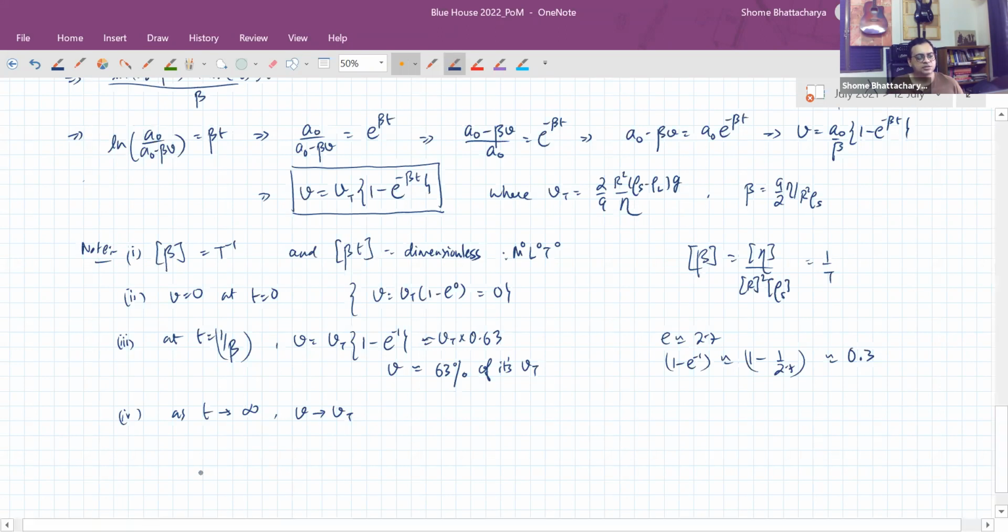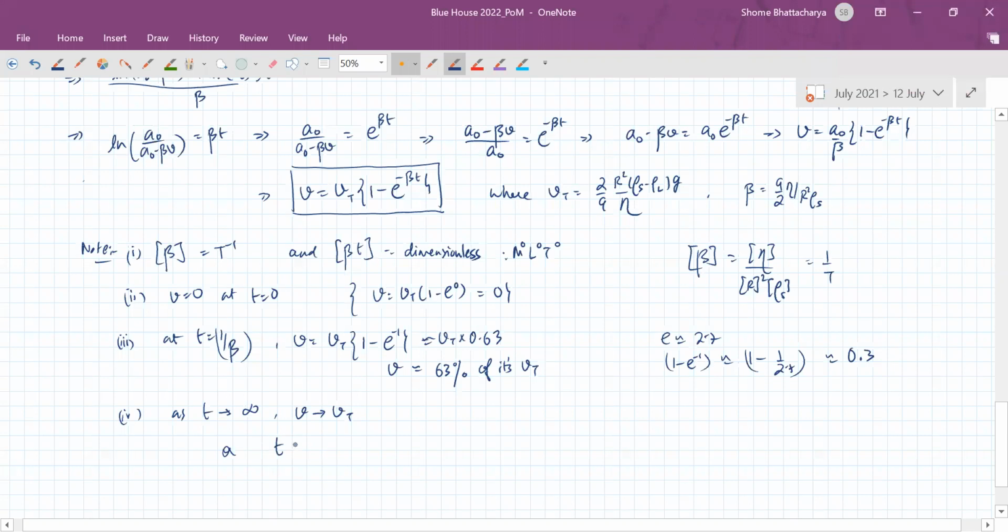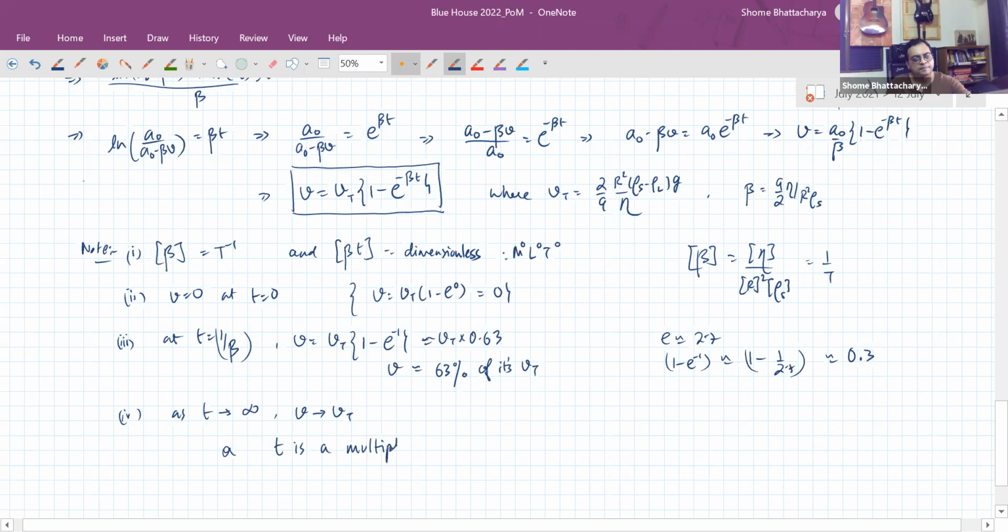So practically what this means is that t is large compared to 1 by beta. This factor of 1 by beta becomes important. And by large, we don't even mean extremely large. We just mean multiples of the factor 1 by beta. So for example, at t equal to, let's say, 10 times 1 by beta. Remember, 1 by beta is the time when it has reached 63% of the terminal velocity.